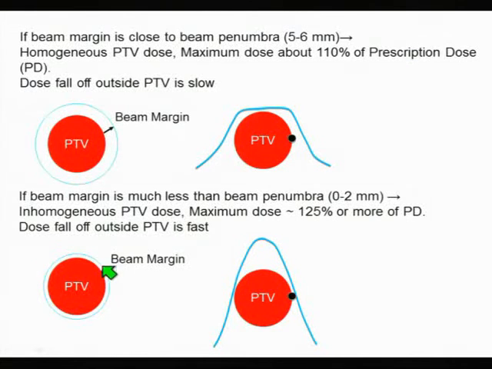If the beam margin is much less than the beam penumbra, say 0 or up to 2 millimeter margin, the result is a very inhomogeneous PTV dose. The maximum dose will be close to 125% or more of the prescription dose. Then the dose fall off will be very fast outside the PTV.